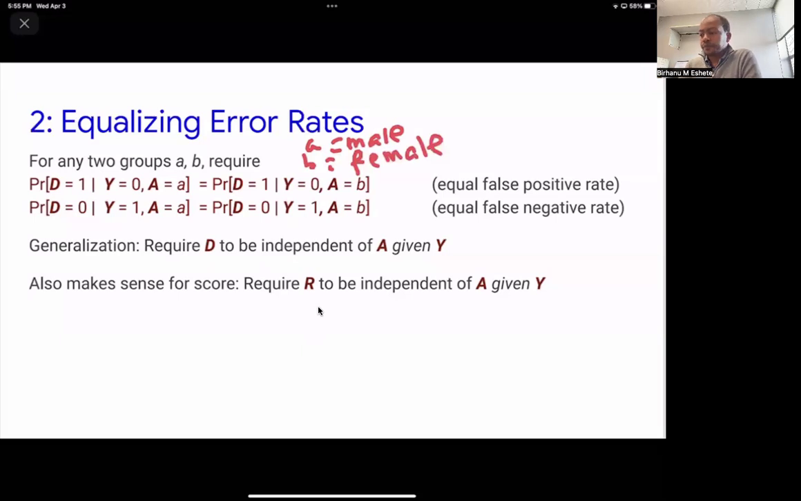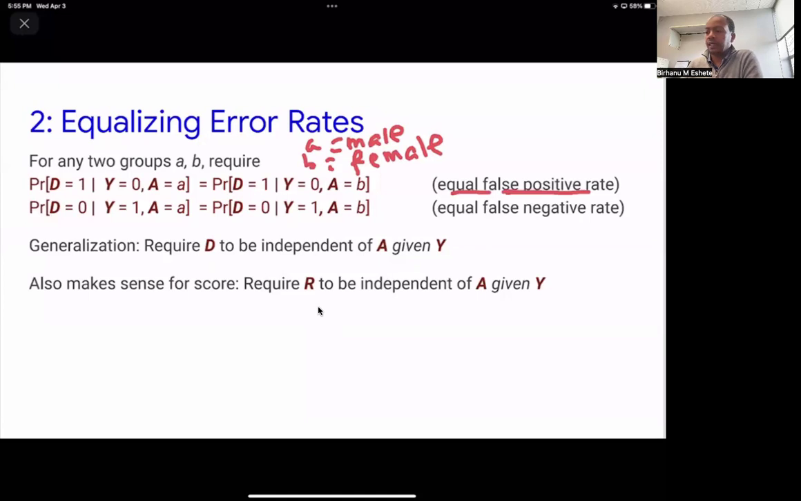Okay. So what we're trying to do is the probability that the decision is 1 when the outcome is 0 and the person is a male is the same as the probability that the decision is 1 when the outcome is 0 and the person is a female. Okay, so this is the false positive formula that we have looked at in the covariance matrix. So this is basically equal false positive rate.